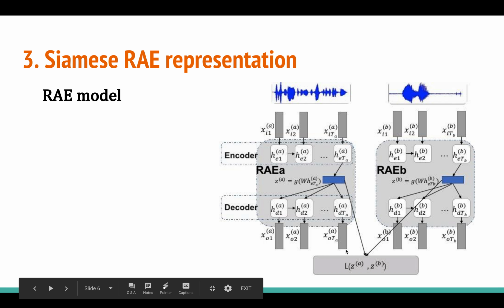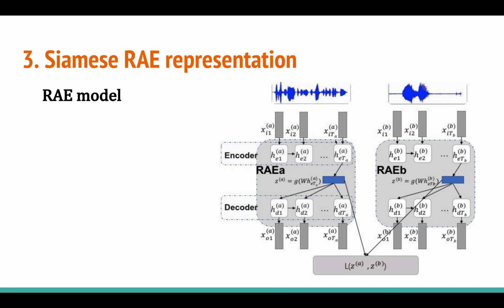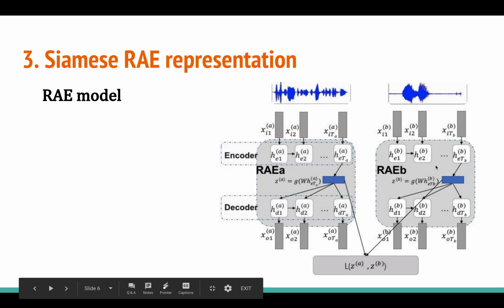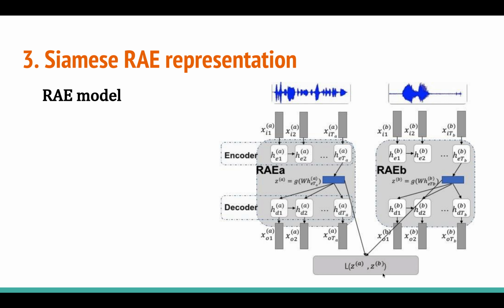We'll see what this loss is. ZA represents the high level representation, or the hidden layer representation, of the RAE, which is the autoencoder A here, which takes input A, and there is another network which takes input B, and the hidden state representation we get there is ZB. That is about the RAE model. You can ask how to train these models. We'll see that in the next stage.